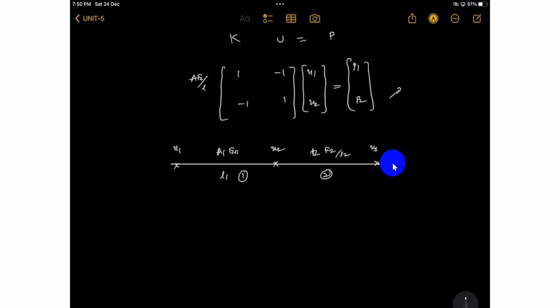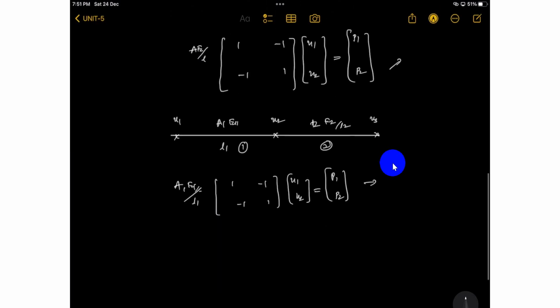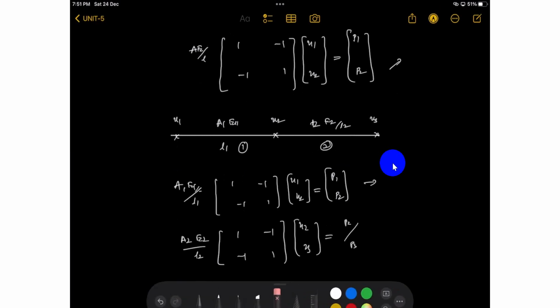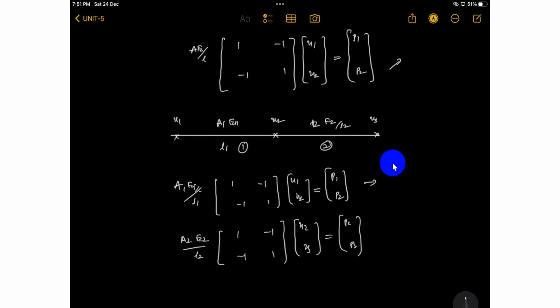For the first element, A1 E1 by L1 times the matrix 1, minus 1, minus 1, 1, times u1, u2, equal to p1, p2. This is the local elemental matrix equation. For the second element, A2 E2 by L2 times 1, minus 1, minus 1, 1, times u2, u3, equal to p2, p3. This is the first element, this is the second element.